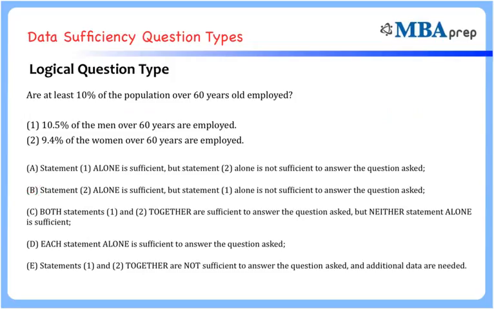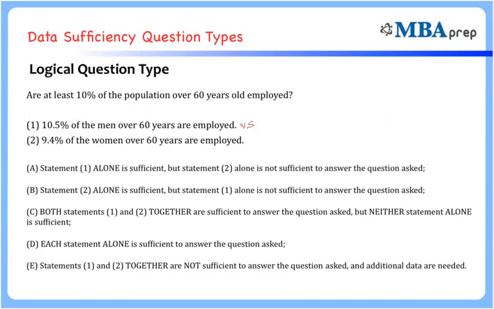There's also the logical question type. Are at least 10% of the population over 60 years old employed? No. There is no optional information in this question. The question stem is just to answer whether something is true or false. First, 10.5% of the men over 60 years old are employed. This one does not give me any information about women, so not sufficient.